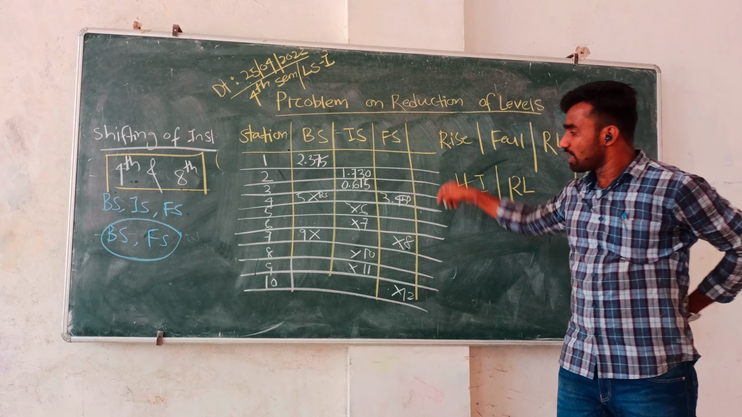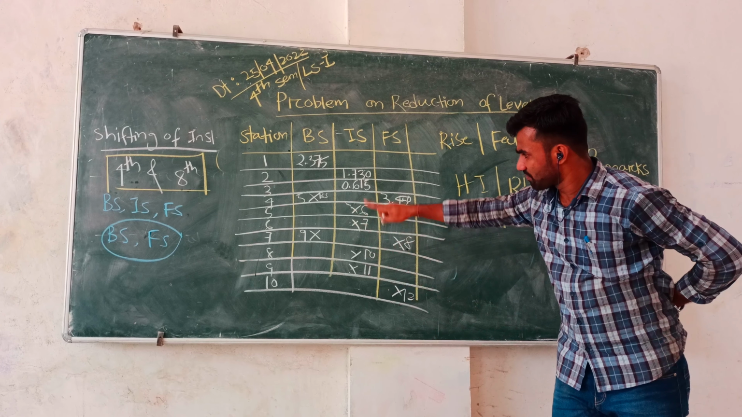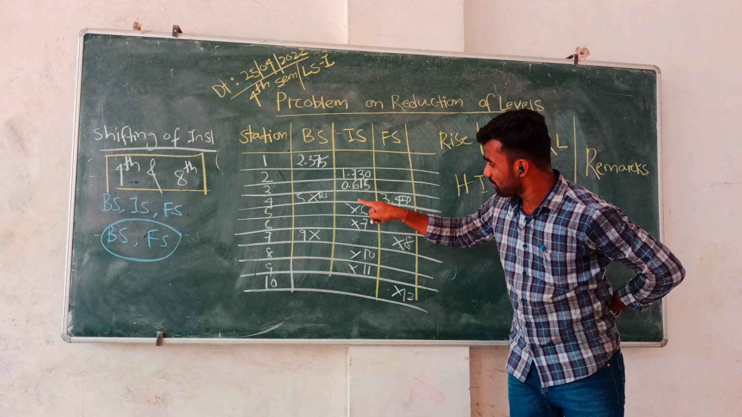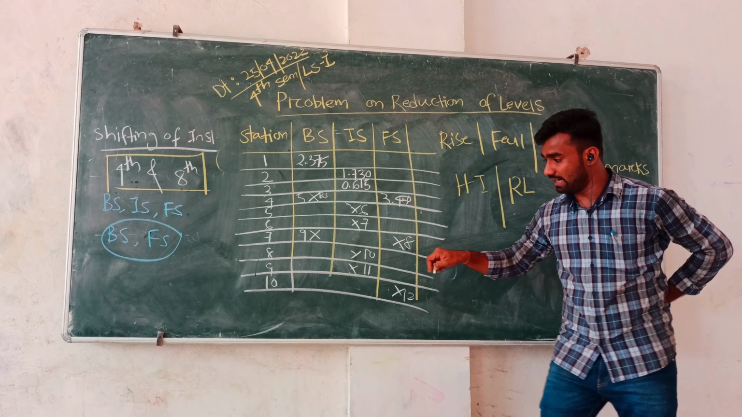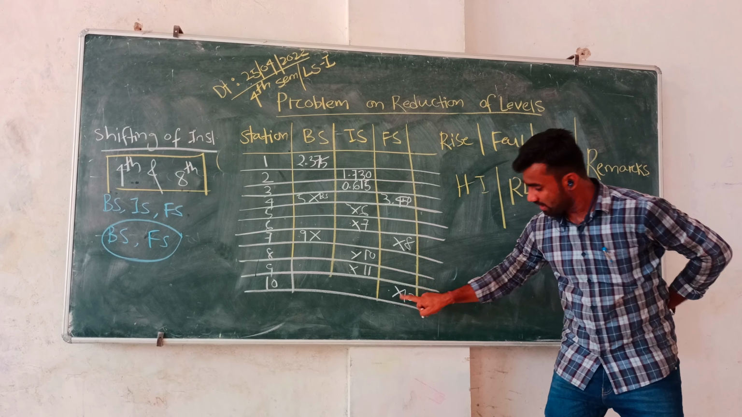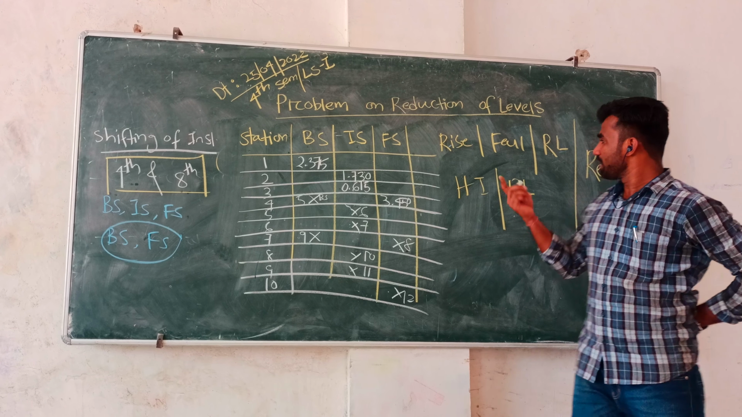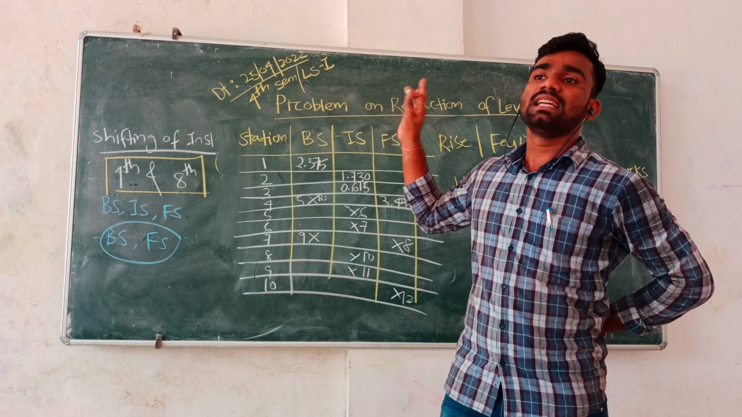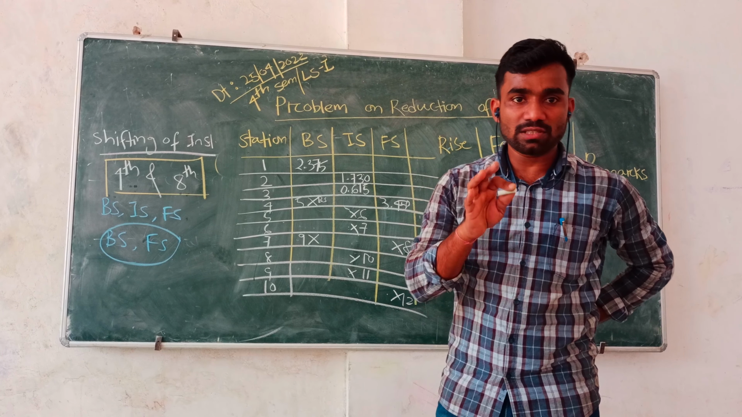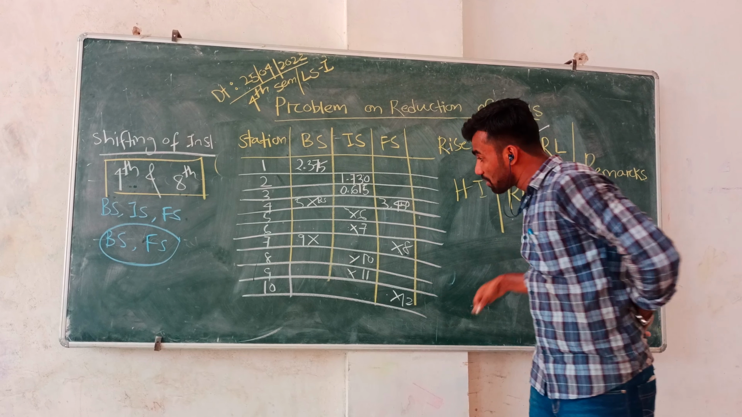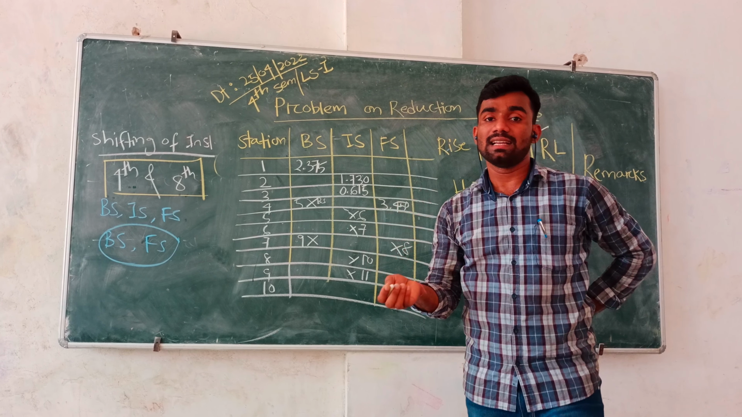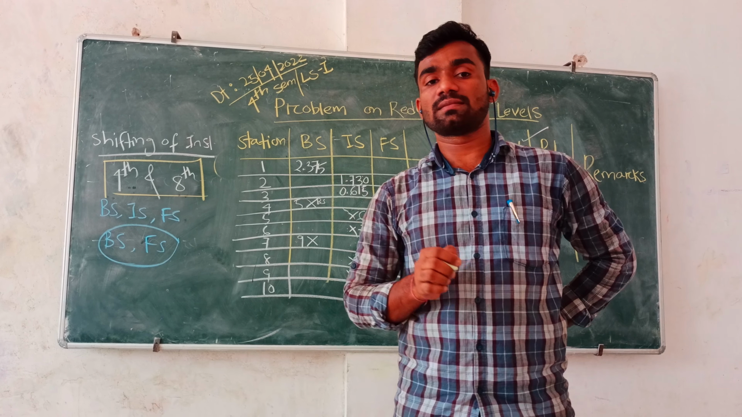By using this tabular format, you can fill this. Already I have written 1, 2, 3, 4. You can fill readings 5, 6, 7, 8, 9, 10, 11, 12. By using any method, like the rise and fall method or height of instrument method, you can solve this numerical. So in this class I dealt with how you can prepare your tables for reduced level problems, and how you can prepare the data if the data is written in word format.